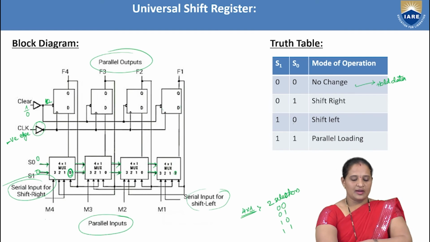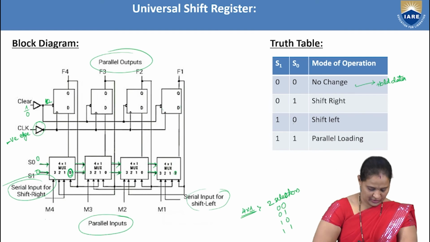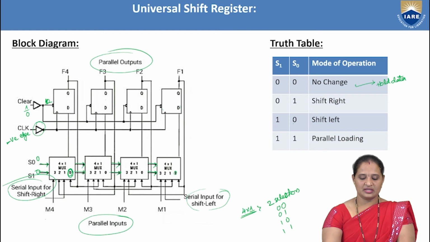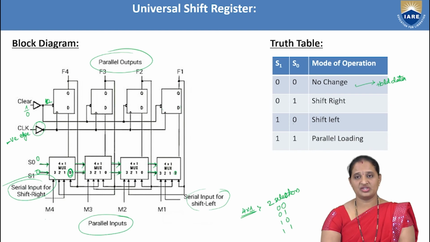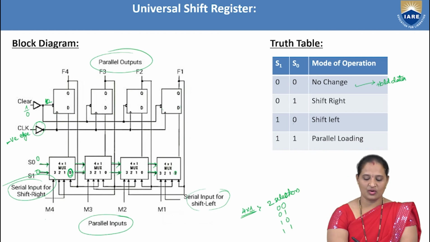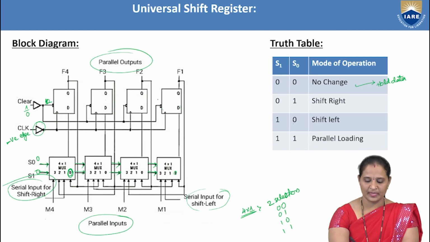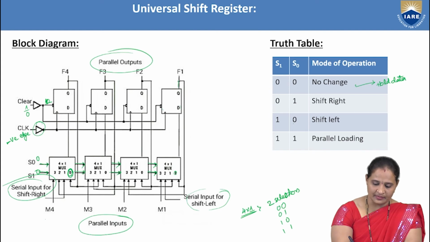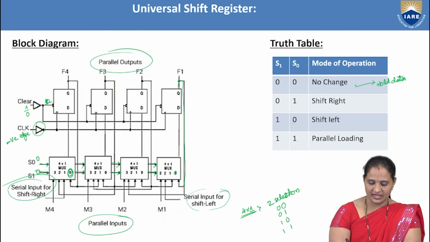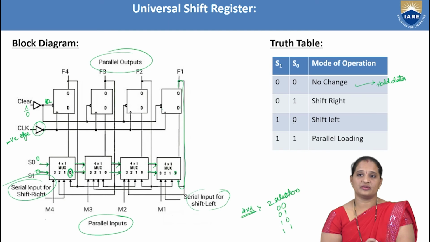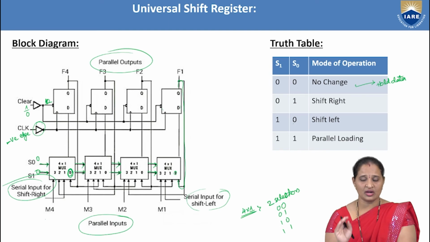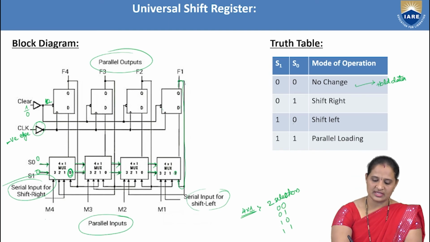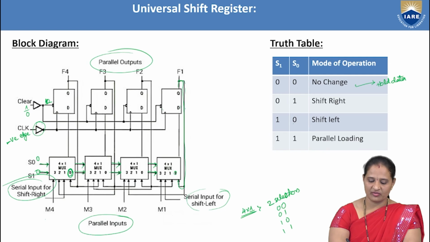So here, now what happens during the serial input 0, 0? There is no change in the condition. It retains the same data. Now let us see what is happening here. This is F1. F1 is connected to the 0th input when the selection inputs are 0 and 0. So this F1, which is the output of the first flip-flop, is connected here.